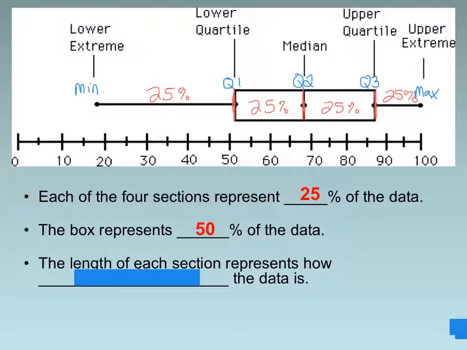And then the length of each section, they're normally never the same length. That'd be like a perfect example if it was. The length of each section is really just showing you how spread apart the data would be in that grouping. So the lowest 25% of data, we're basically saying, well, how far apart were those numbers that made up that lower 25%? And the bigger the section, it's saying the further the numbers were spread apart.